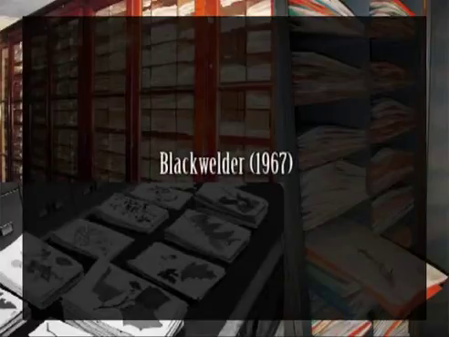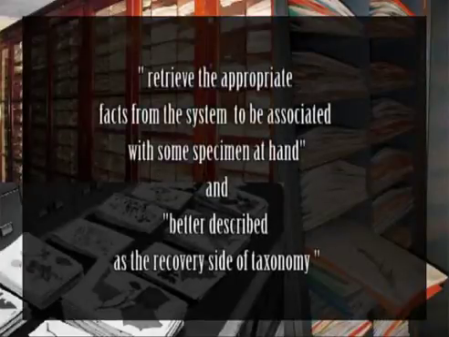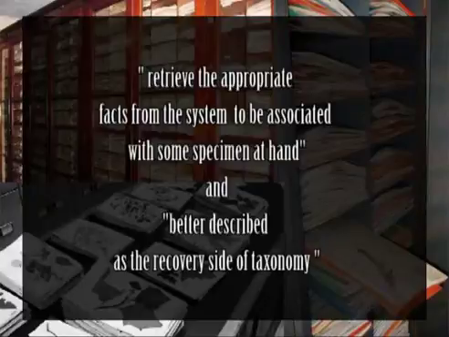Once a system of classification has been set up, it becomes possible to identify an unknown plant by comparing it with the members of the groups that have already been recognized. According to Blackwelder, identification enables us to retrieve the appropriate facts from the system to be associated with some specimens at hand, and is better described as the recovery side of the taxonomy.